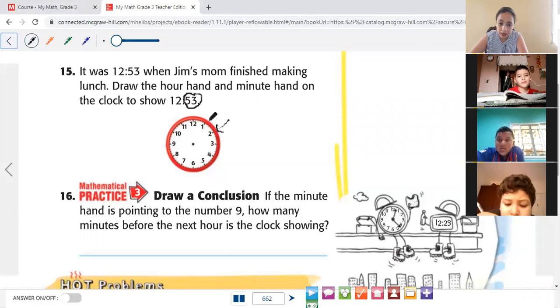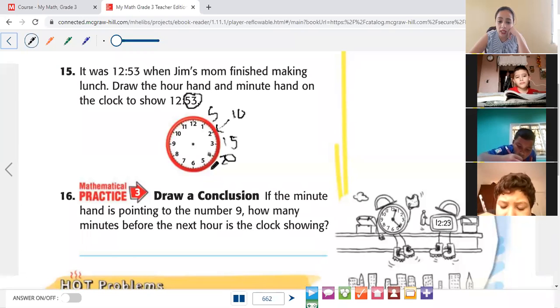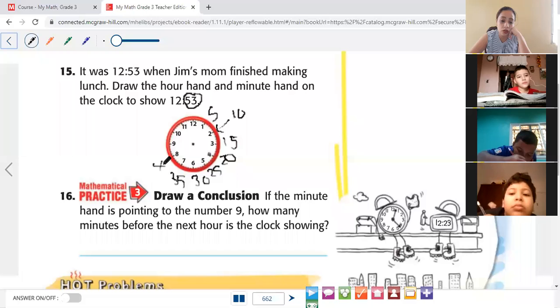Now, to make this easier, we can write how much is each number. If you do not remember, write how many minutes each number is. 5, 10. Remember that we skip count by 5. 15. This is just for help. 20, 25, 30, 35. You may do this if you do not remember. It's okay if you draw how much is each number. 40, 45, and 10 is 50.